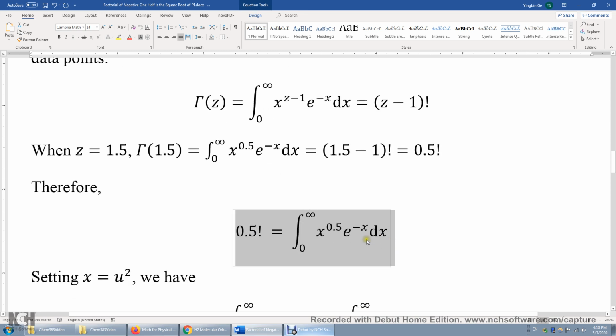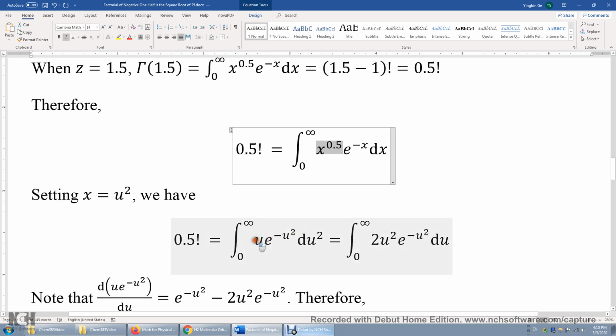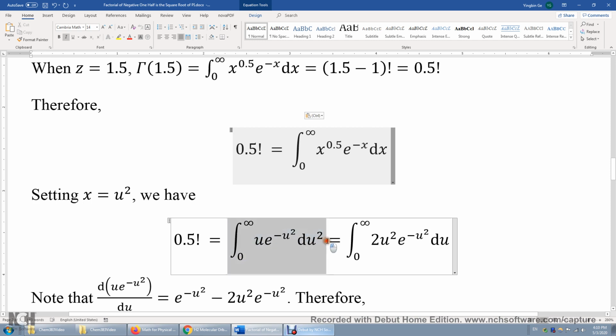First, variable substitution. If you see x to the power 0.5, always convert it to something simpler. So let's set x to be u squared. Then x to the power of 0.5 is simply u. And then we got u here. And then x is u squared. Okay, we're almost there. All right, and this, we can simplify it, because d of u squared is 2u du. Therefore, 2u times u, we get 2u squared. So it's this integral. It's just a Gaussian function times u squared.